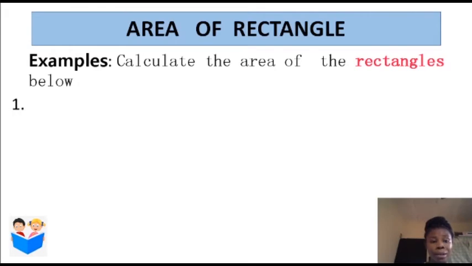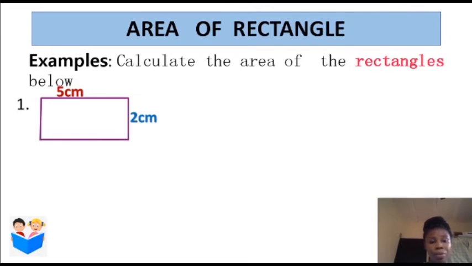The first rectangle. We have our first rectangle here. Now the rectangle has 5 centimeters as length, 2 centimeters as breadth. You see the part that is being zoomed is the length. Let's see on the other side. Breadth. We have the length and the breadth.